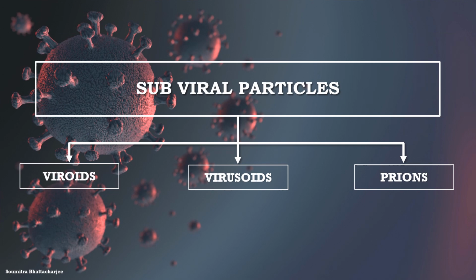Is there any other particle which looks like a virus? Yes, there are certain kinds of virus-like particles which lack one of the essential components, either the proteinous capsid or the nucleic acids. They are referred to as the subviral particles or the subviral agents. There can be in total 3 types of subviral particles available. The first one is referred to as the viroids, the second one is known as the virusoids, and the third one we are referring to as the prions.